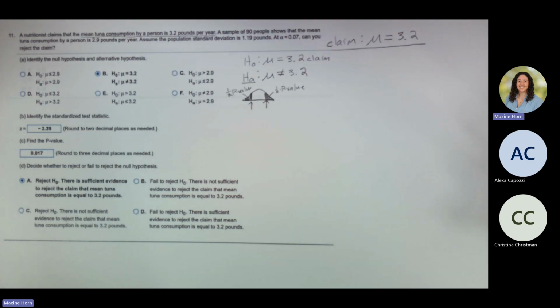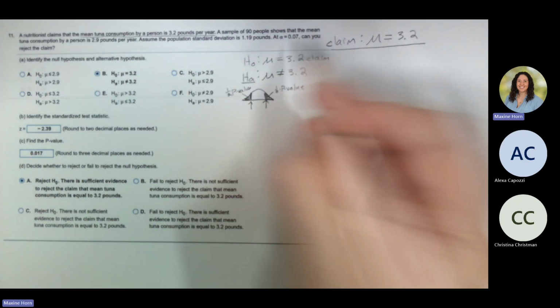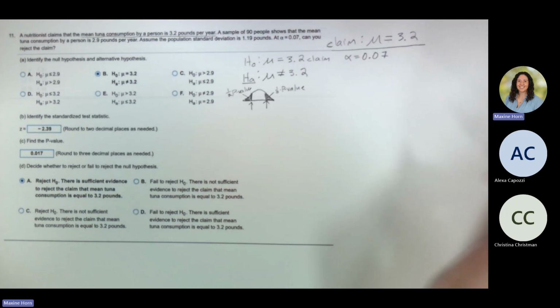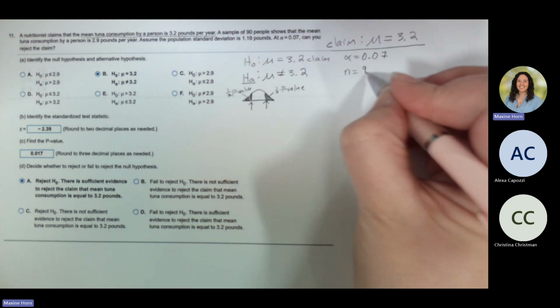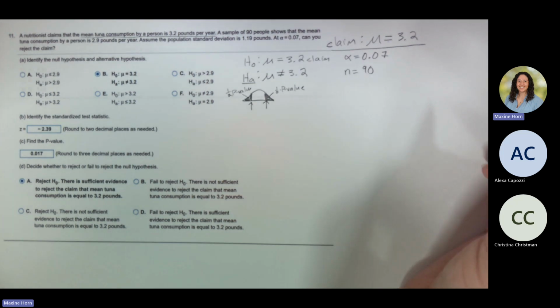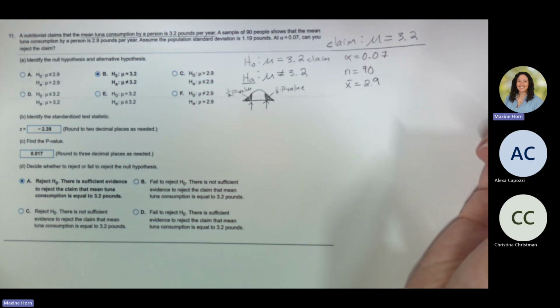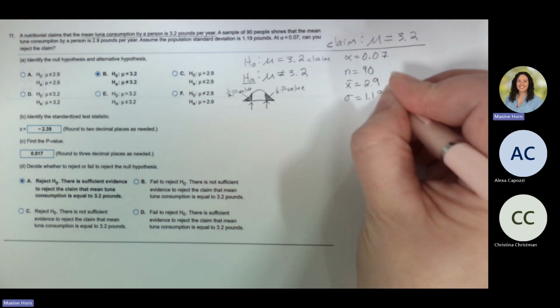Okay, so let's go ahead and start labeling everything else. Their alpha, I always like to write that first. Alpha is 0.07. What else did they give us? A sample of 90 people, that's n, is 90, and that sample showed a mean, so that's a sample mean of 2.9. And then they did give us a population standard deviation of 1.19.